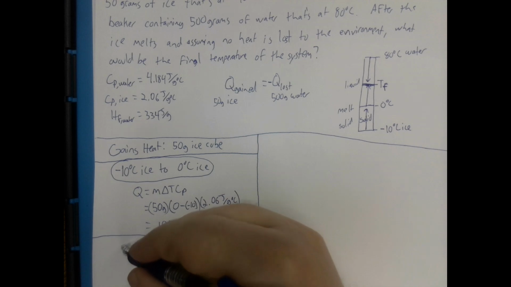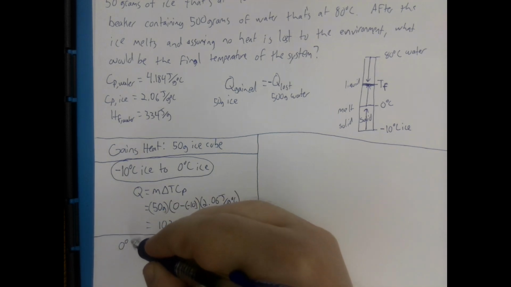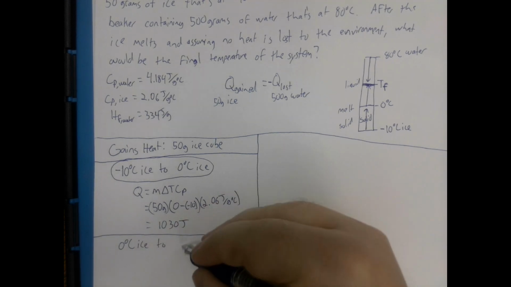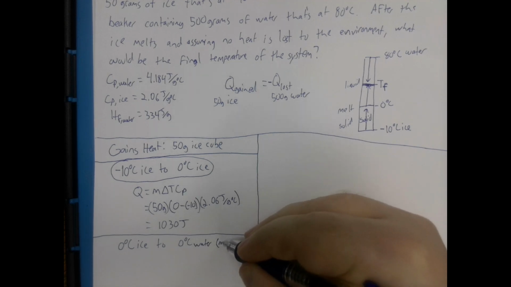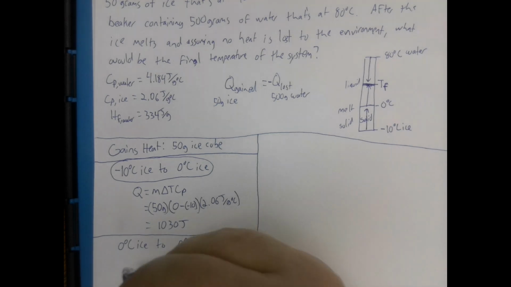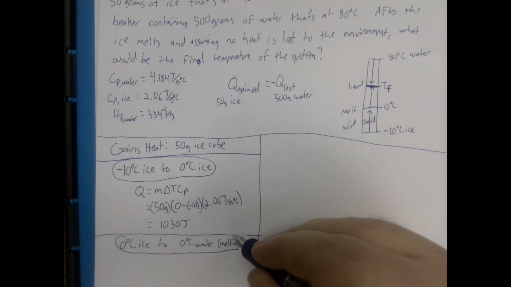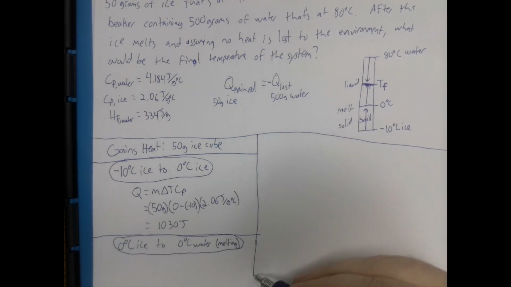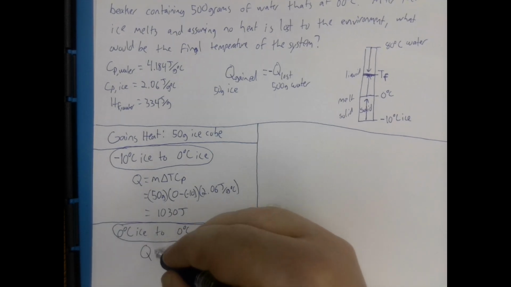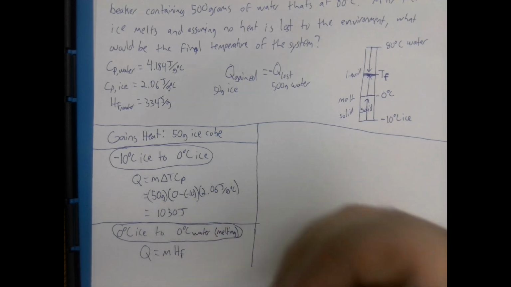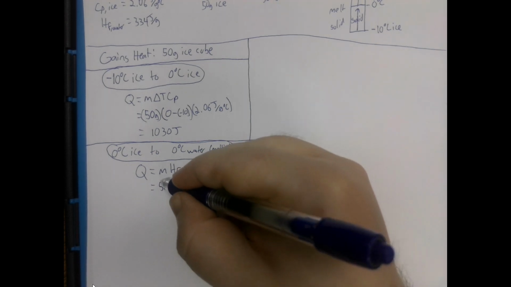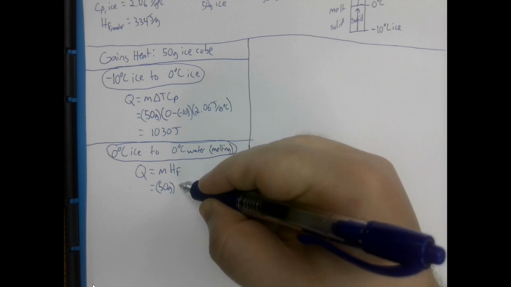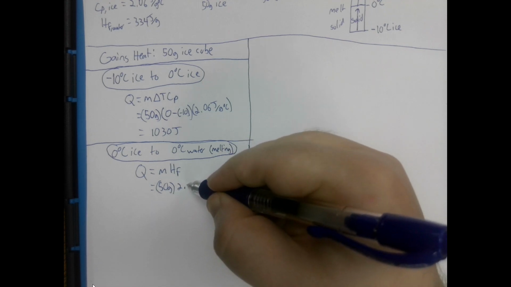We also have, when it melts, it's going to gain some heat. It's going to go from 0 degrees Celsius ice to 0 degrees Celsius water. So this would be when it's melting. We use this version of the equation, mass times heat of fusion. So 50 grams is all going to melt. We're going to assume that.